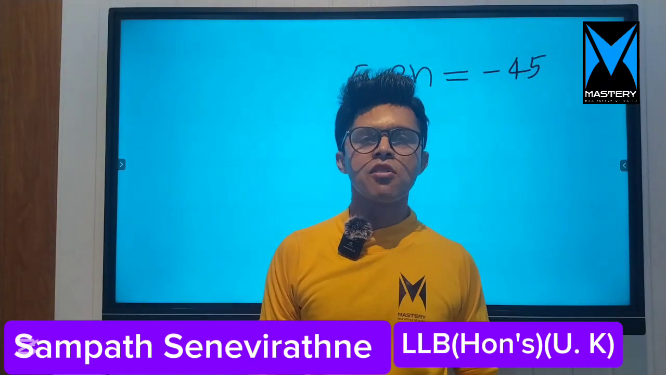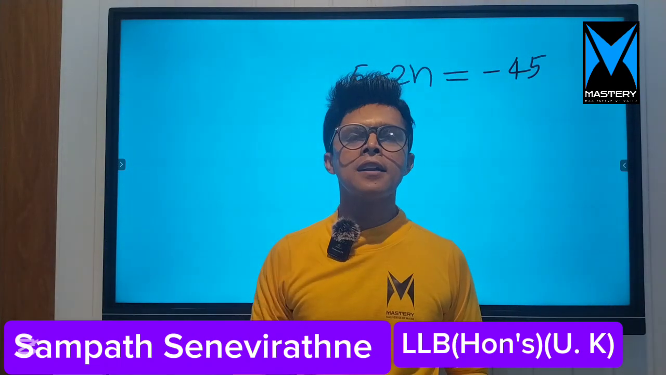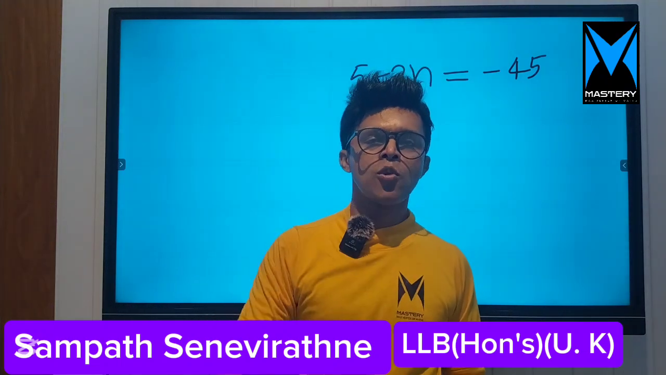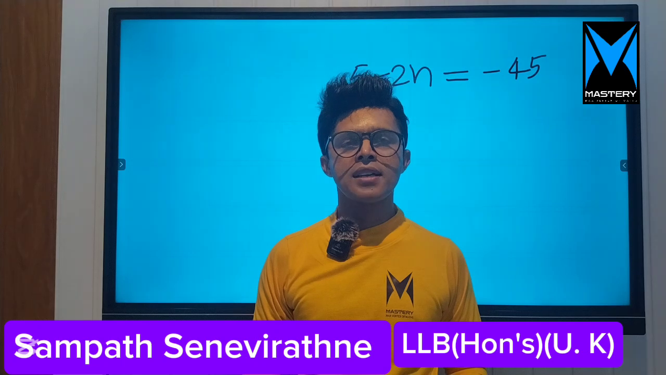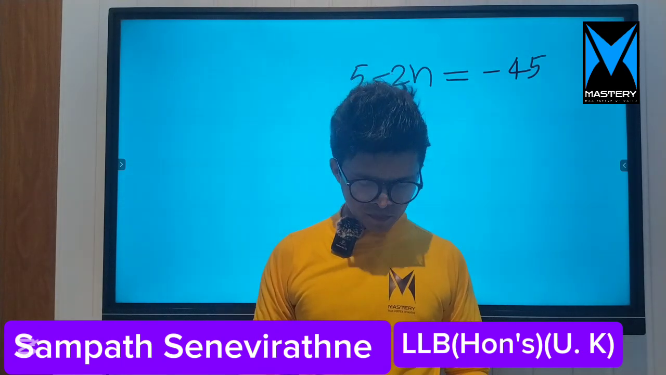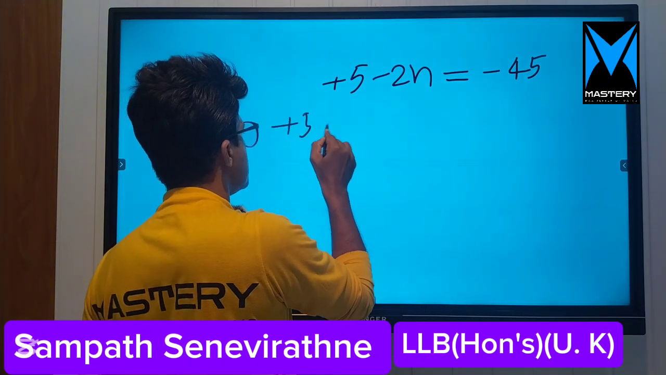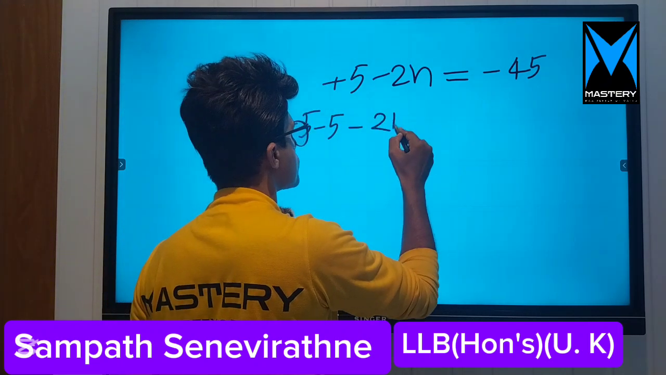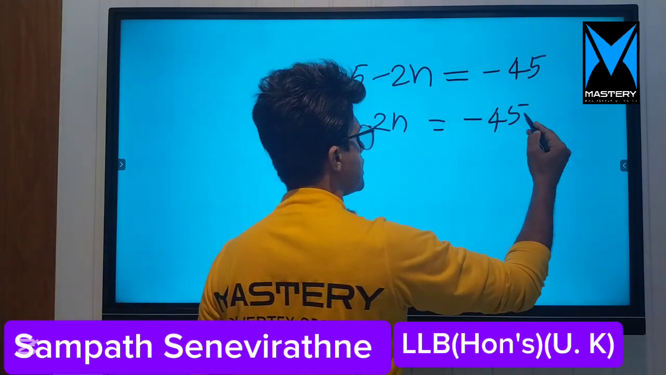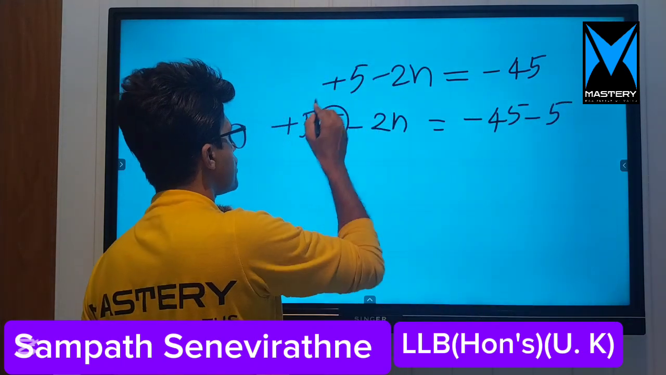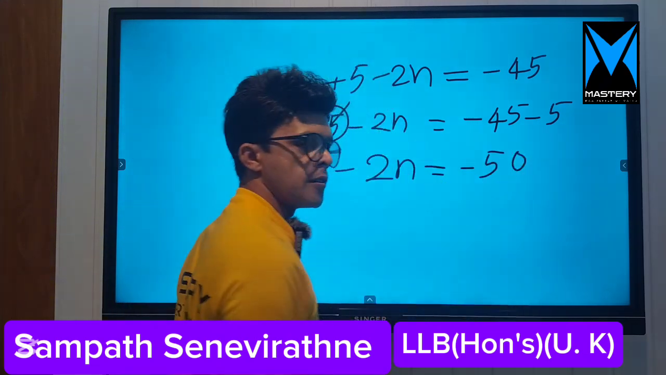Every time in these types of questions, when it asks which term, you need to set up an equation. After setting up the equation, simplify and solve it. Here you need to subtract 5 from both sides. Then plus 5 and minus 5 cancel out. Now minus 2n equals minus 50.